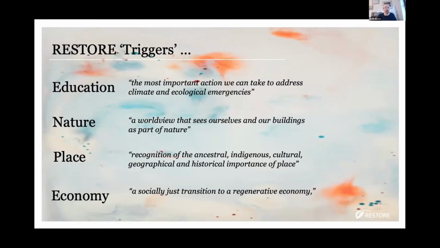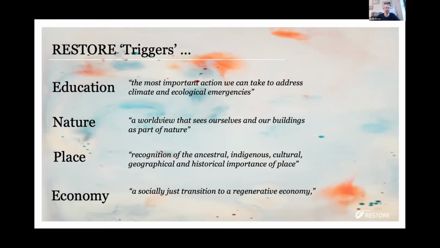And when we talk about nature, we desperately need that worldview that sees ourselves as part of nature. Yet we still see nature as a resource. We still see nature as something to combat, to conquer. We still see it as something out of fear. We don't have that love. We don't have that real connectivity with nature. We may have it in our own lifestyle, but when it comes to designing or constructing, we certainly don't. We also identified place as a key trigger.